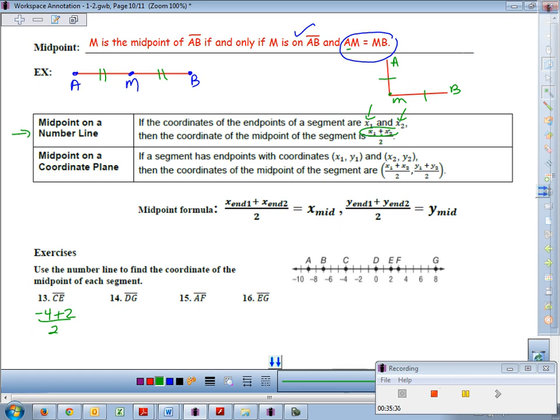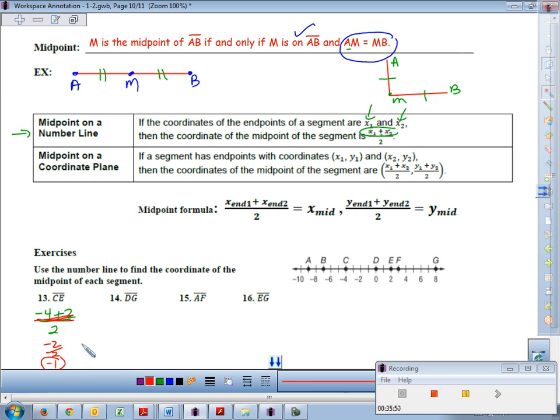What'd you do? Here's C, -4. Here's E at 2. Didn't I add them together? And I want to divide them by 2. Remember, a fraction bar is a grouping symbol. You must do what's in the numerator first. -4 plus 2 is how much? -2. It's still over 2. What's -2 over 2? The midpoint is at -1 on the number line.